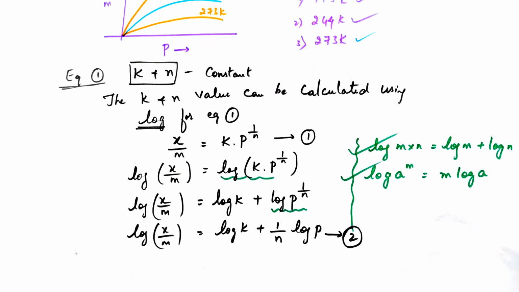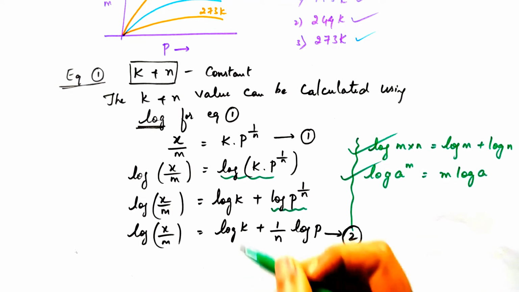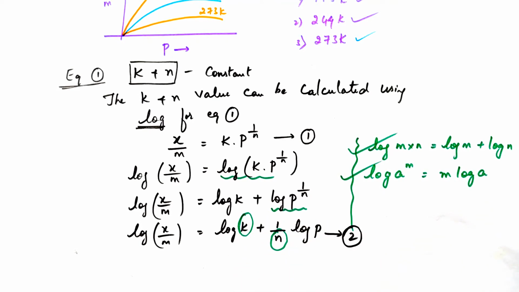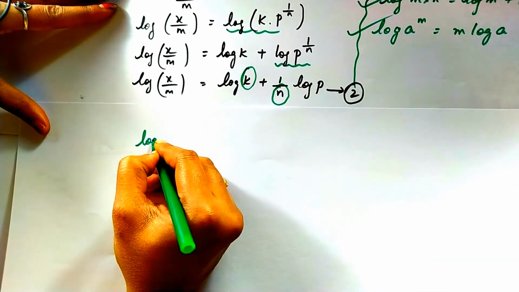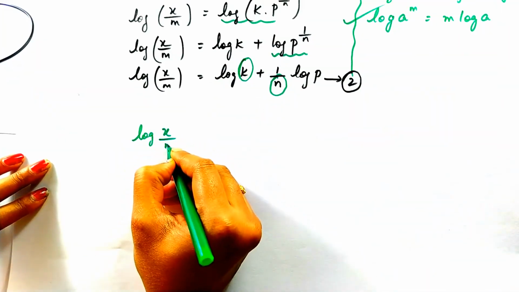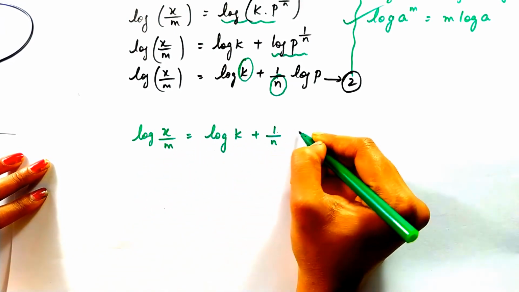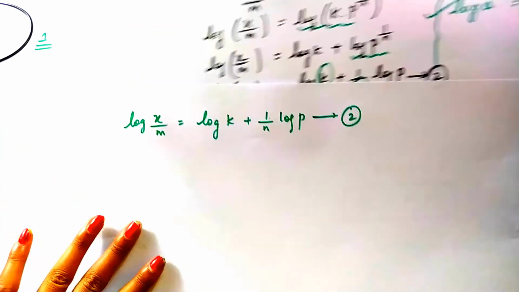By using this equation 2, we can draw the graph, and by that graph, we can identify K and N value. We can calculate both K and N value. So let's draw the graph by using the second equation, that is log x by m is equal to log K plus 1 by N log P. This is called equation 2.